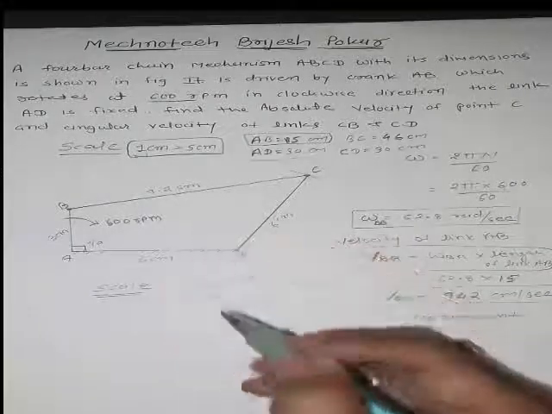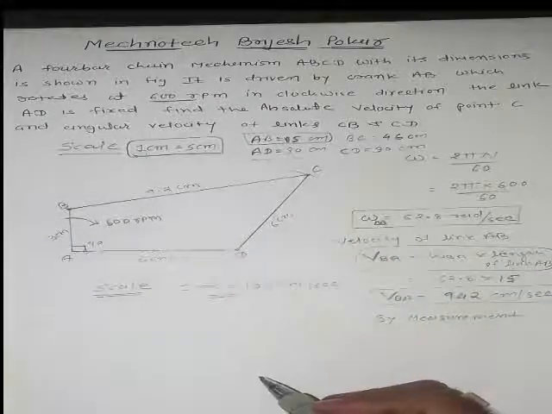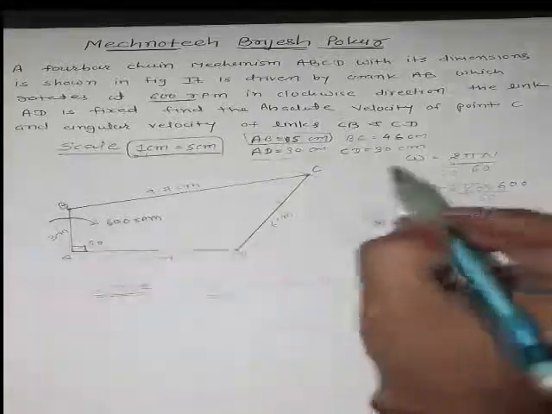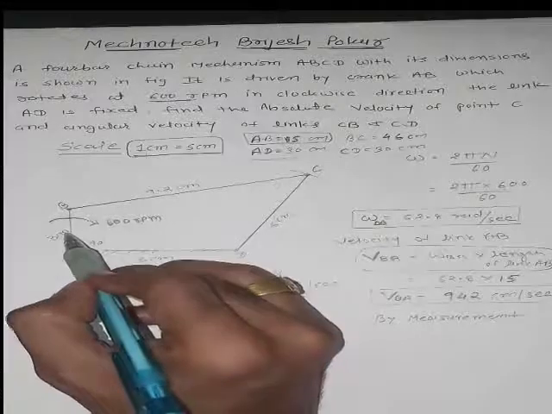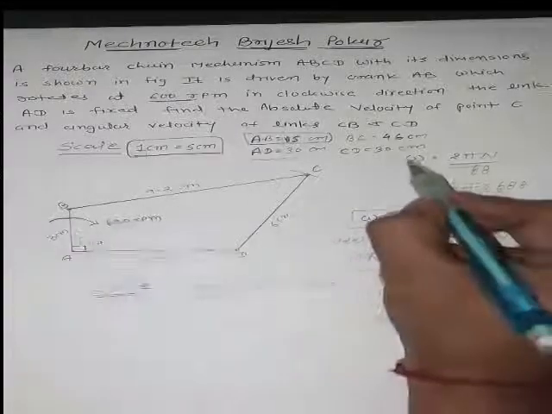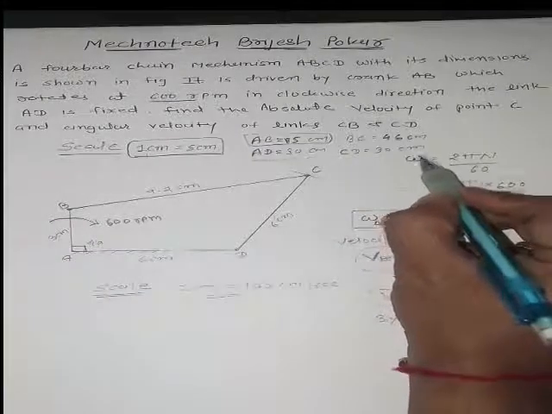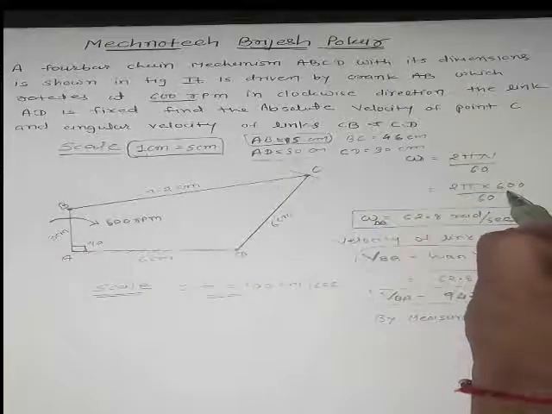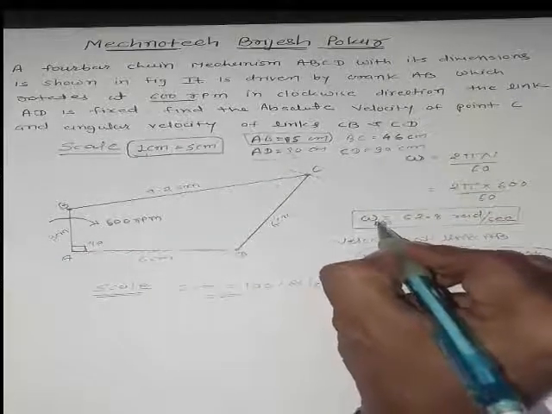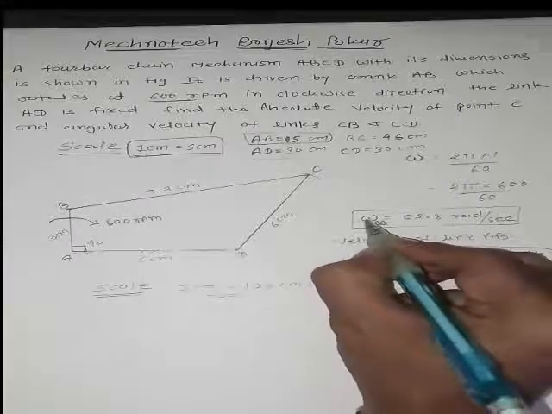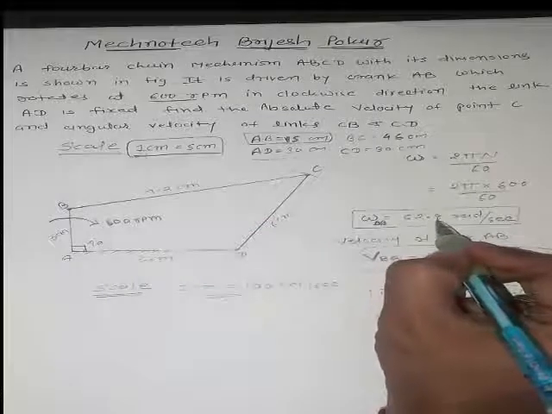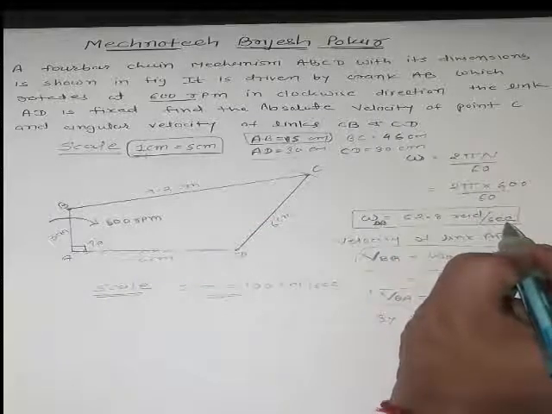Now we have to draw the velocity diagram. How can we draw the velocity diagram? Some data is given: N is equal to 600 rpm, the rotation of the crank. So angular velocity of the crank, omega, is 2 pi N upon 60, where N is 600. So omega BA, the angular velocity of the crank, is equal to 62.8 radian per second.